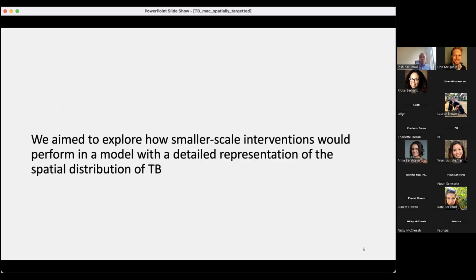So, continuing on this theory that targeting, quote unquote, hotspots would yield large reductions in TB incidence, we wanted to explore how smaller scale interventions would perform in a model with a very detailed representation of the spatial distribution of TB.